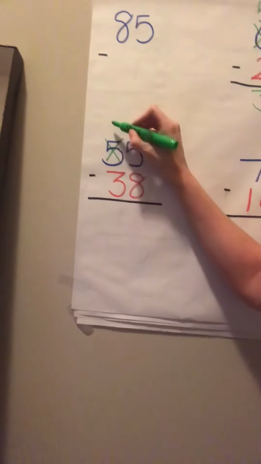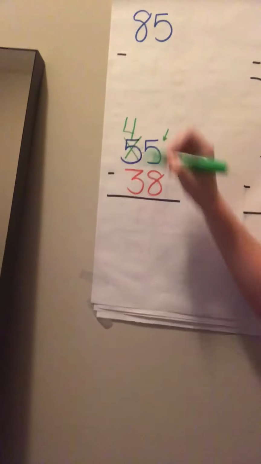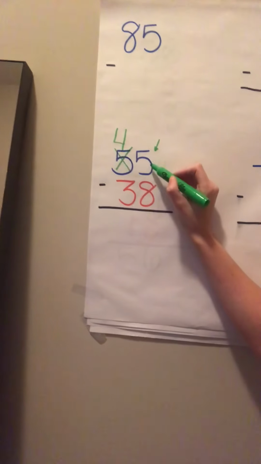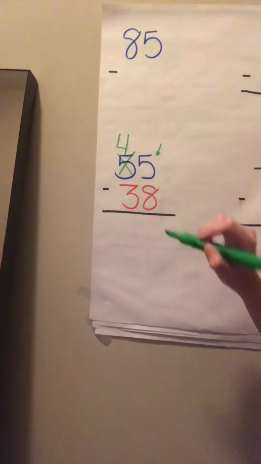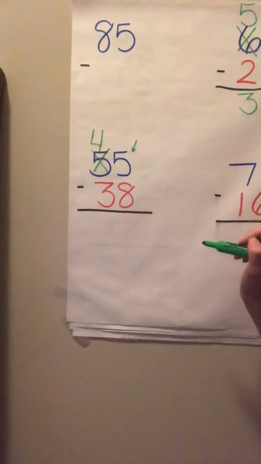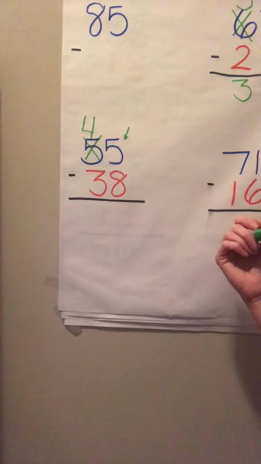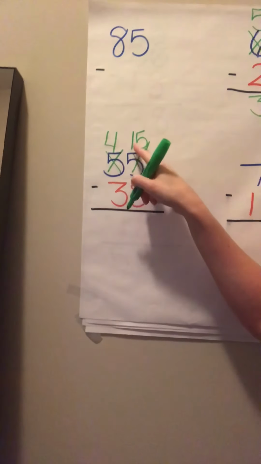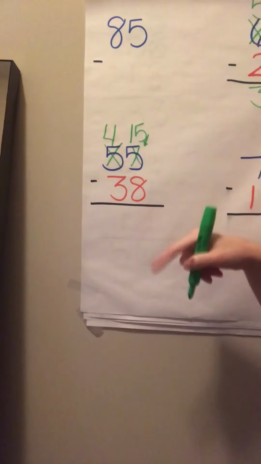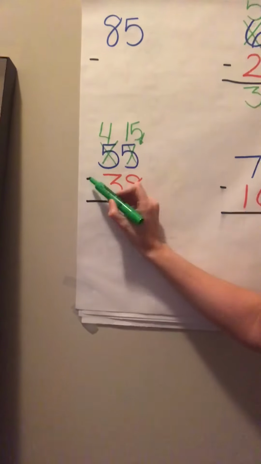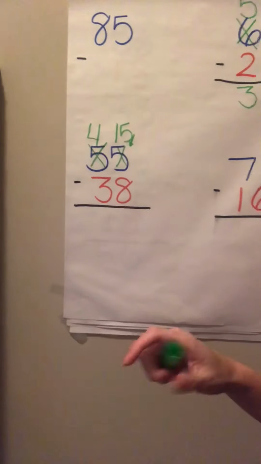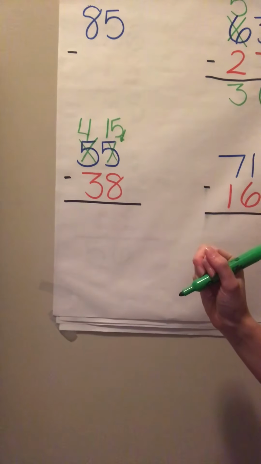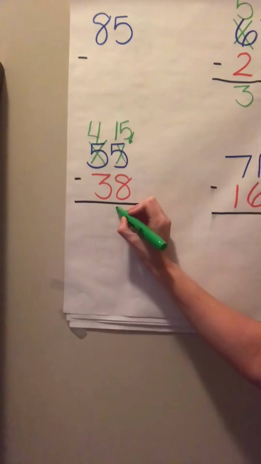So my 5 is now going to become a 4 because I took a 10 away. I'm going to use this 10 and add it to my 1s. So this 10 plus my 5 equals, what does 10 and 5 make? Right, 15. So all we're doing is moving that 1 in front of my 1s place, 15. Now we can subtract. We have enough. 15 minus 8. So if you have 15 and you take 8 away, what are we left with? Right, we're left with 7.